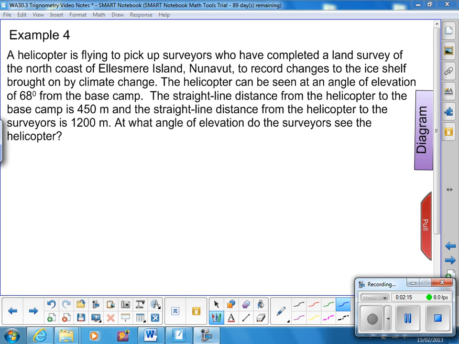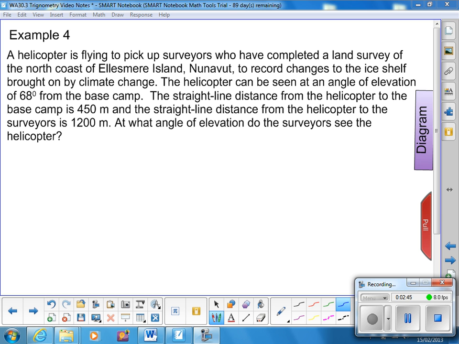Example 4. A helicopter is flying to pick up surveyors who have completed a land survey of the north coast of Ellesmere Island to record changes in the ice shelf. The helicopter can be seen at an angle of elevation of 68 degrees from the base camp. The straight line distance from the helicopter to the base camp is 450 meters, and the straight line distance from the helicopter to the surveyors is 1,200 meters. At what angle of elevation do the surveyors see the helicopter?